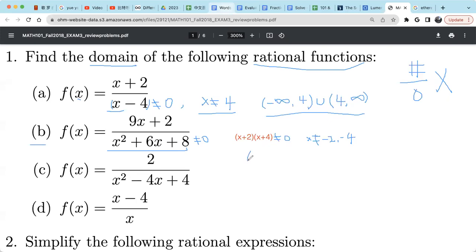So I use the interval notation to represent that: going from negative infinity up to negative 4. So this is one interval, then union the interval from negative 4 up to negative 2. This is super difficult for me to use my fingers to write on this writing pad. Then union from negative 2 up to positive infinity.